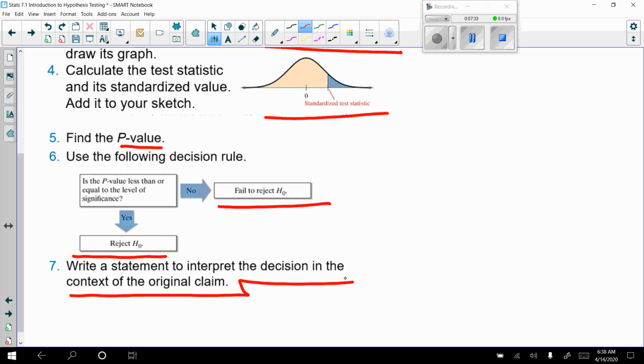So we're going to do that in the next video. We're going to go through a whole example.